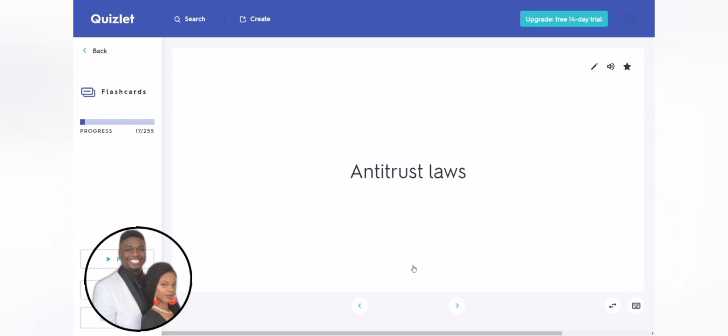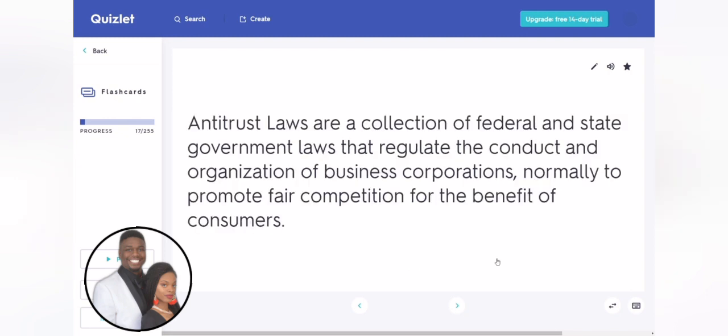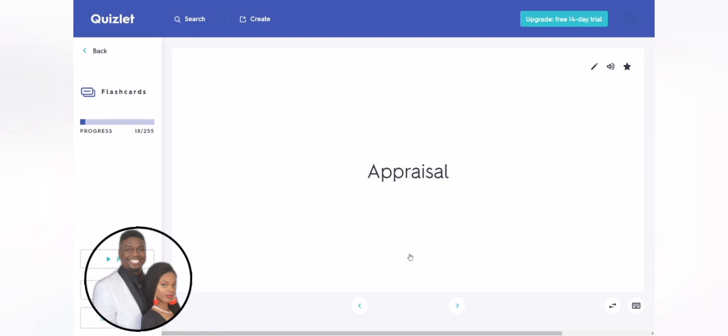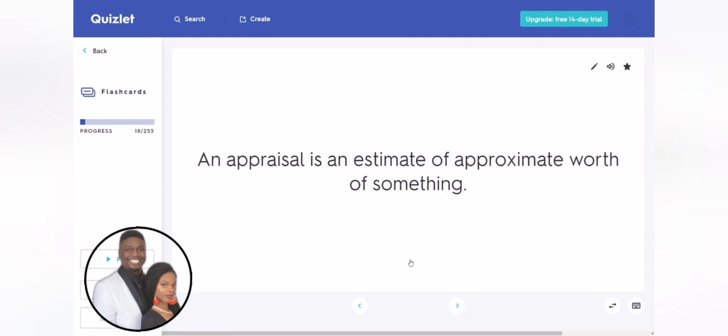Antitrust laws. Antitrust laws are a collection of federal and state government laws that regulate the conduct and organization of business corporations, normally to promote fair competition for the benefit of consumers. Appraisal. An appraisal is an estimate of approximate worth of something.